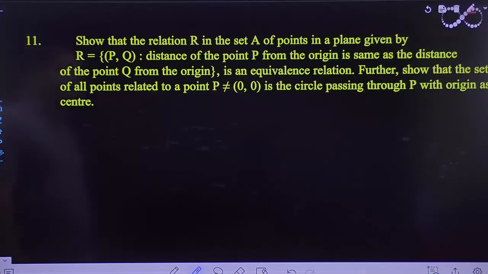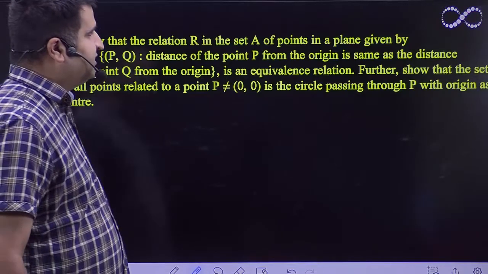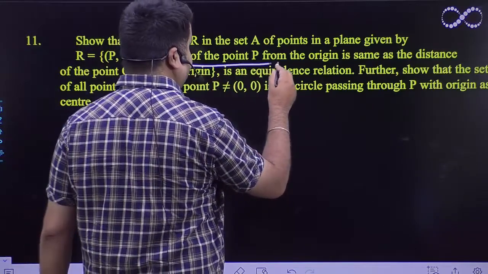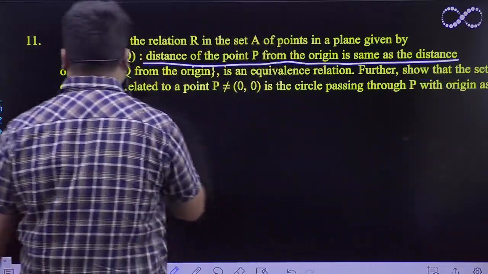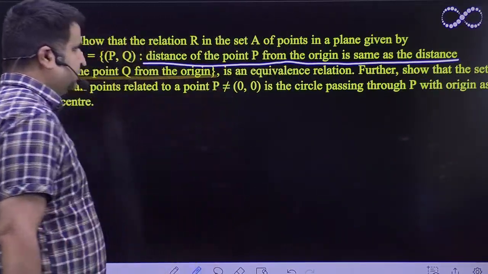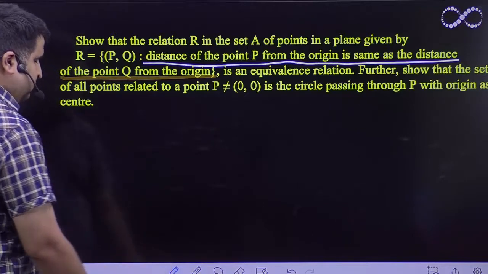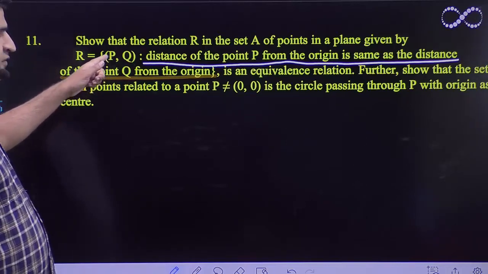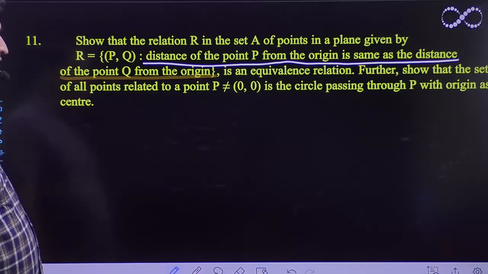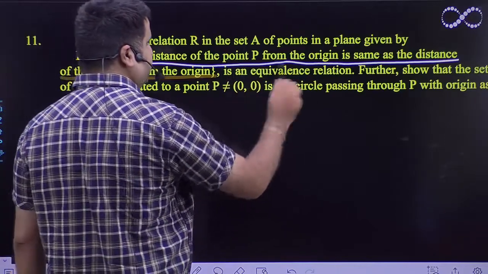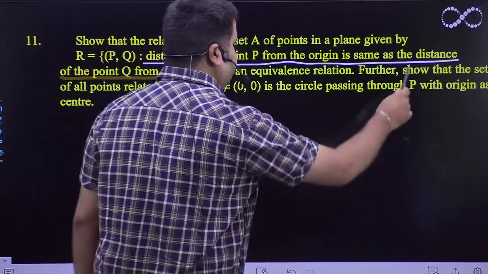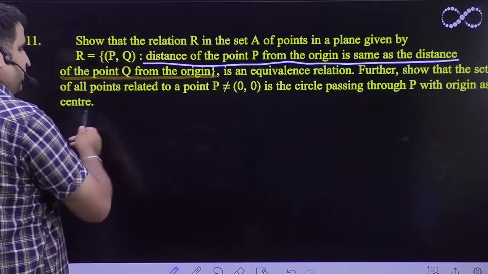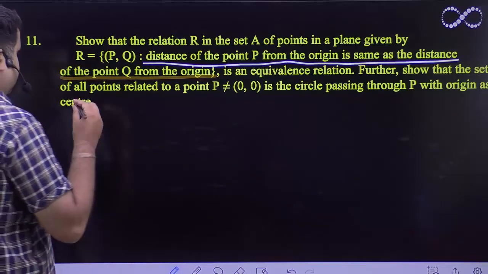Next is, show that relation R in the set A of points in a plane given by PQ such that distance of point P from the origin is same as the distance of point Q from the origin, right? So we have to check for relation of points PQ such that the distance of P from origin is equal to Q from the origin. So we have to prove that this is an equivalence relation, right? Show that the set of all the points related to P is a circle passing through P with origin as center. Okay, this we can prove very easily.